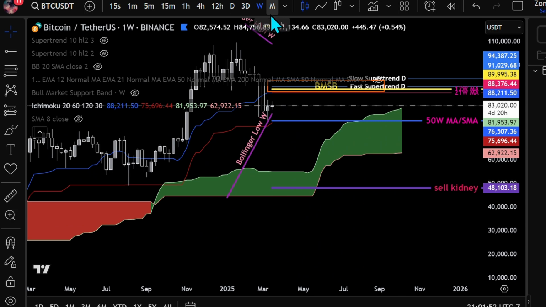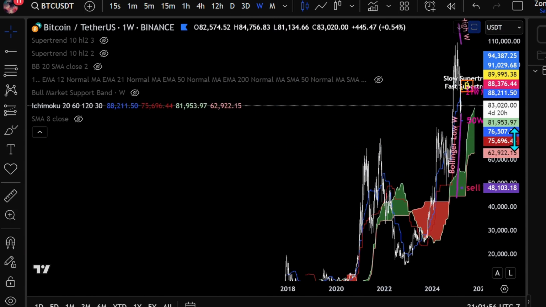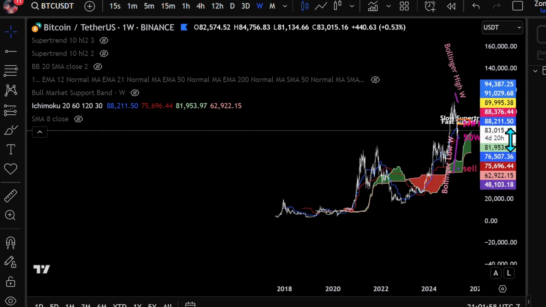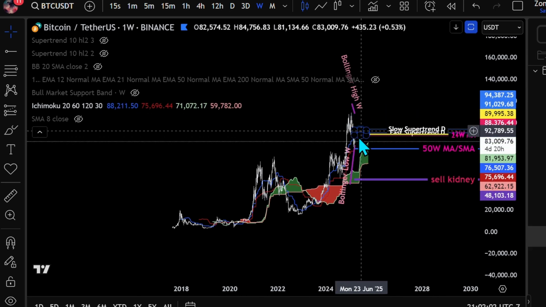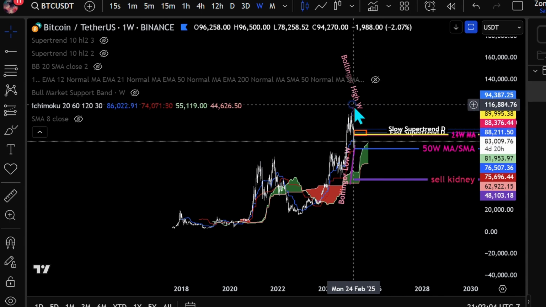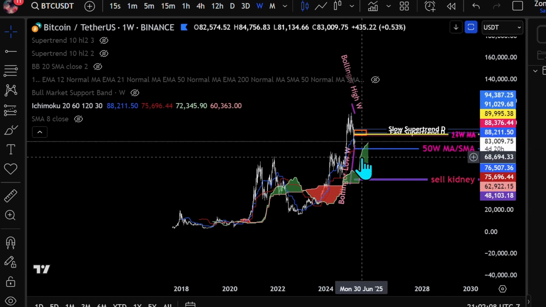So we are at the weekly here. This cloud is green because on a weekly scale, we are still moving up. Even though we've had whatever this is, maybe like a 10-15% correction or something like that, overall, this trend just keeps going up.